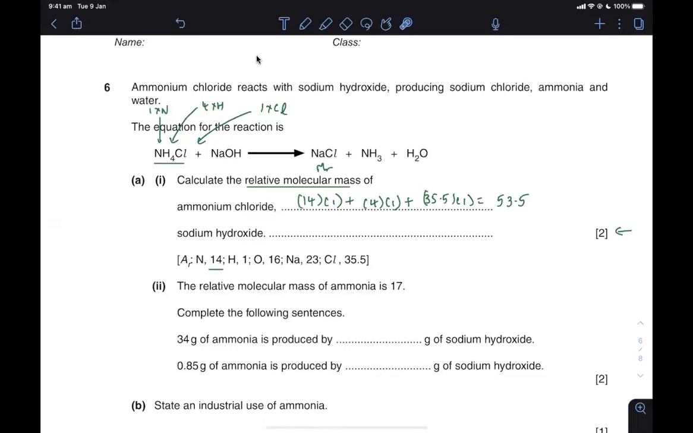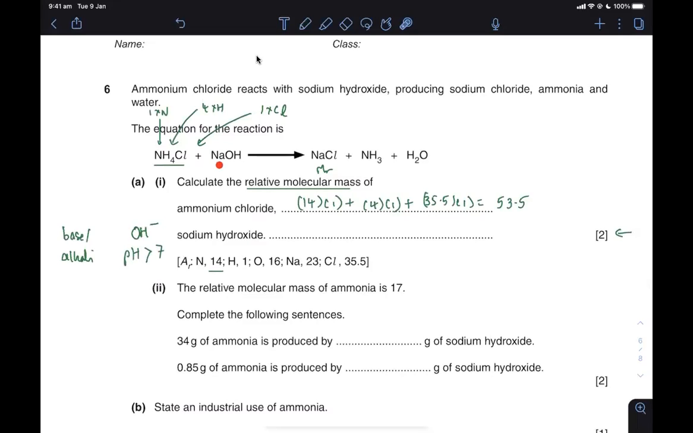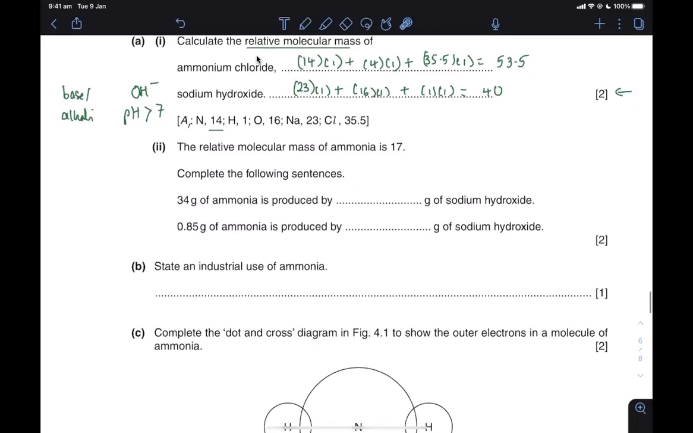Sodium hydroxide, Na plus OH minus. Hydroxide ions, remember, is OH minus, that is your pH greater than 7, that is called hydroxide ions. It is a base, it is an alkali. So what happened there is you have 1 sodium, 1 oxygen, and 1 hydrogen. So it's just 23 times 1 plus 16 times 1 plus 1 times 1. You should be able to press your calculator very quickly and you get 40. Now, these are important steps. If you get this wrong, you will mess up this thing here. So be very careful, yeah?